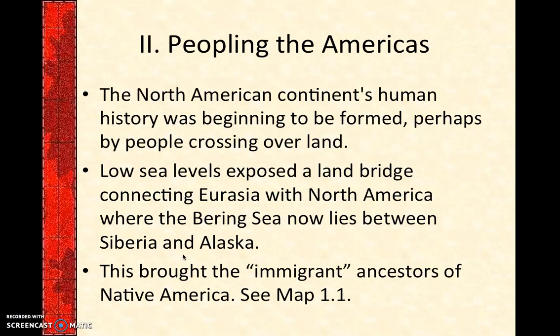So the first humans crossed over land to get over to the North American continent. There were low sea levels during the Ice Age, so the connection between what is today Russia and Alaska and other parts of Canada were connected. So Eurasia and North America, where the Bering Sea now lies, could be connected. This brought the immigrant ancestors of Native Americans. The first people to come over here came over from Asia generally during the Ice Age. So the first immigrants to North America were Native Americans.